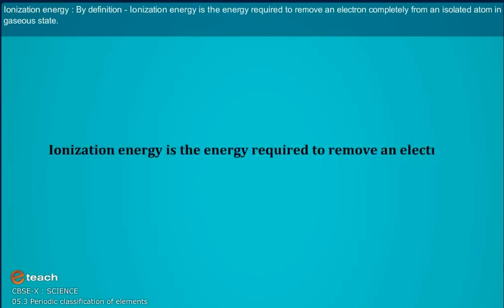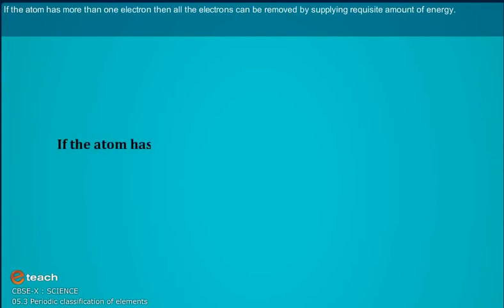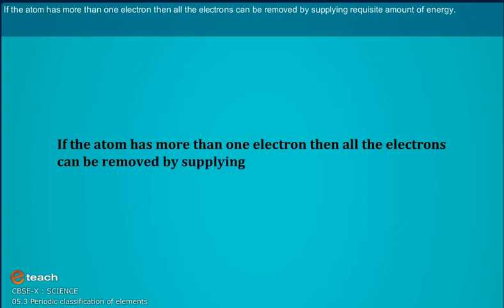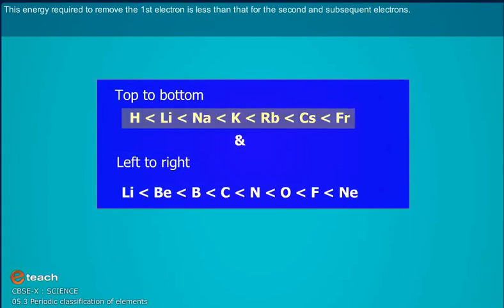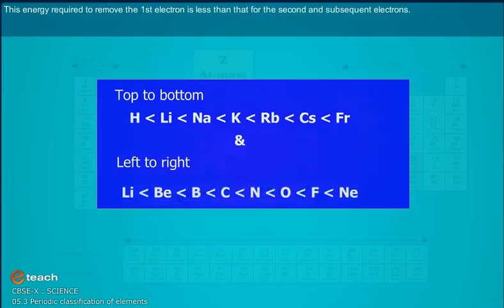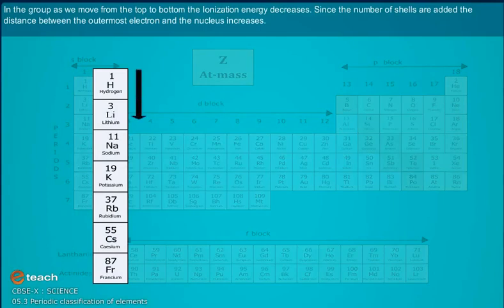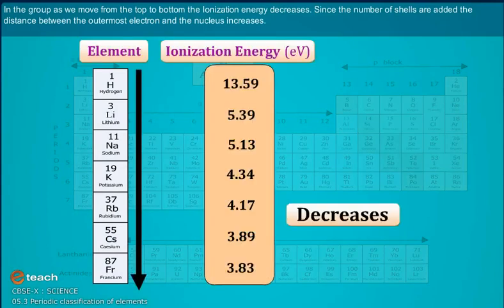Ionization energy. By definition, ionization energy is the energy required to remove an electron completely from an isolated atom in gaseous state. If the atom has more than one electron, then all the electrons can be removed by supplying the requisite amount of energy. The energy required to remove the first electron is less than that for the second and the subsequent electrons. In the group, as we move from top to bottom, the ionization energy decreases.